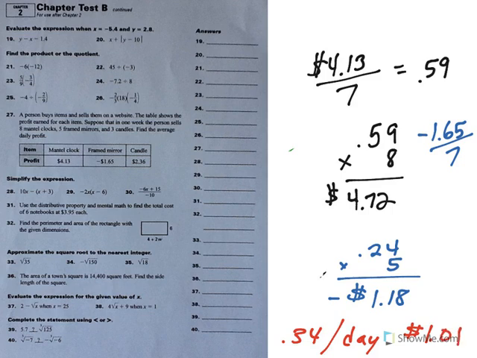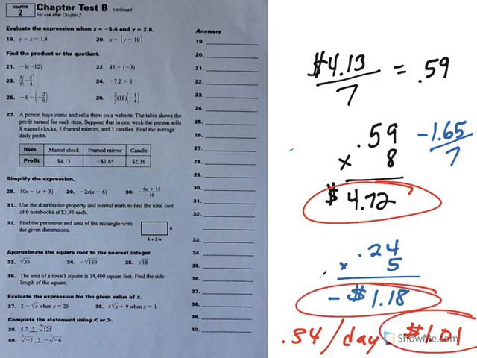We're going to add $4.72 and $1.01 and subtract $1.18, and the answer we get is, drum roll please, $4.55, which is the answer in the answer key. Oh boy. So, that was a doozy, as Miss Beckles says. Let's move on to number 28.